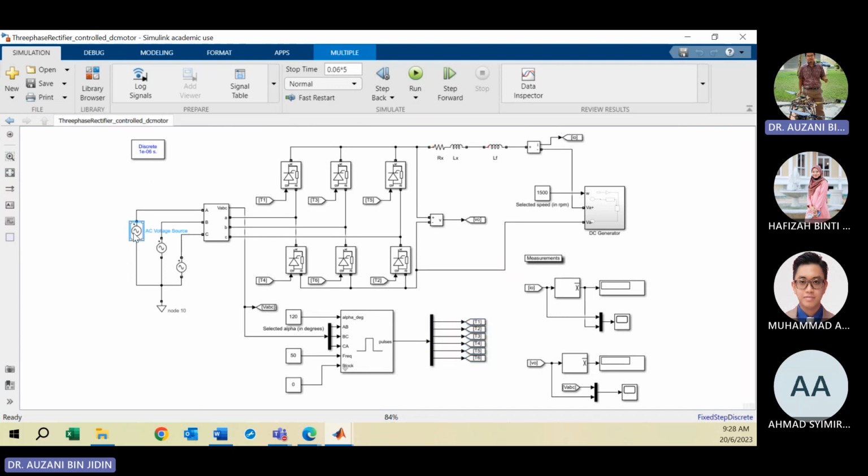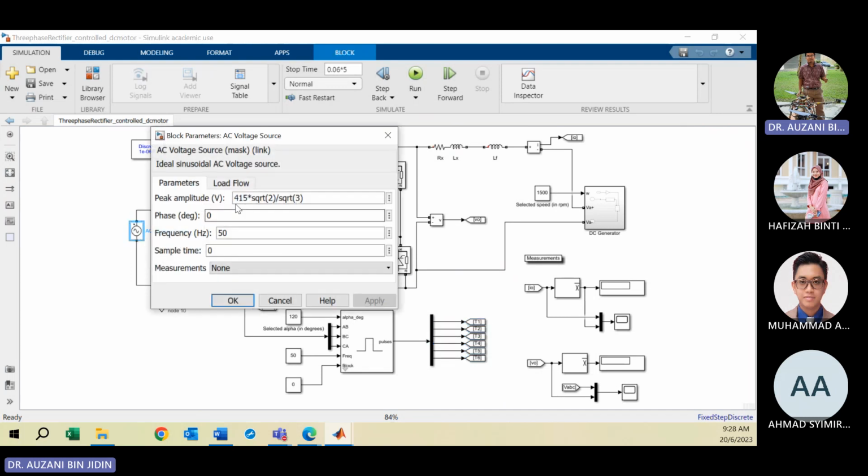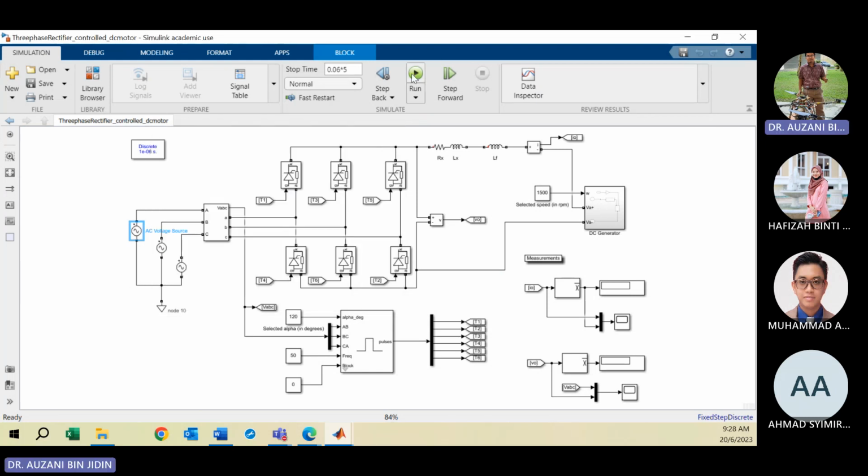Before that, here is the line-to-line voltage. Sorry, this is the phase. You need to convert into phase first, because the parameter block requires the peak amplitude value. For one block, that is the phase voltage. So you need to divide by square root of 3 to get the phase voltage, then multiply by square root of 2 to get the peak value. Okay, run.